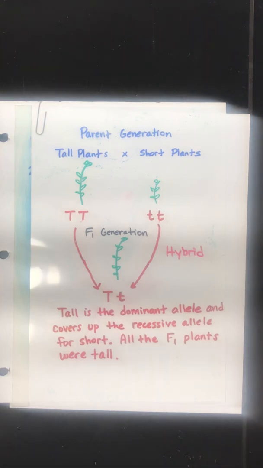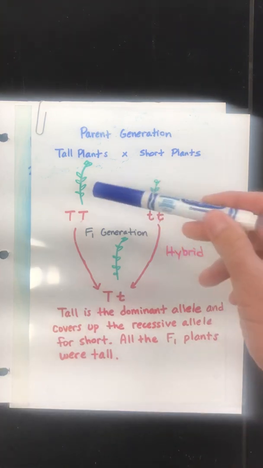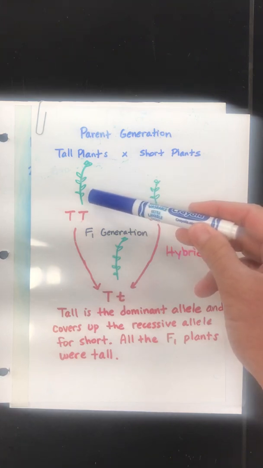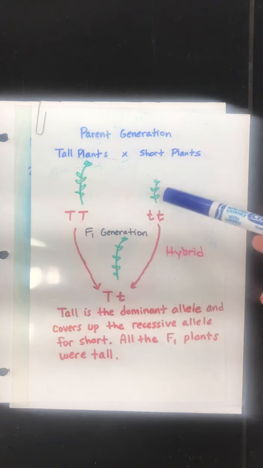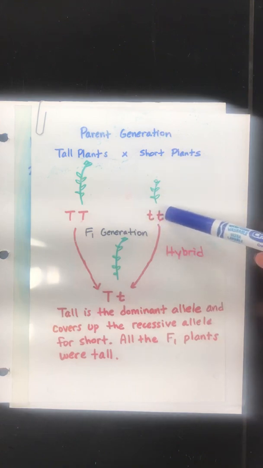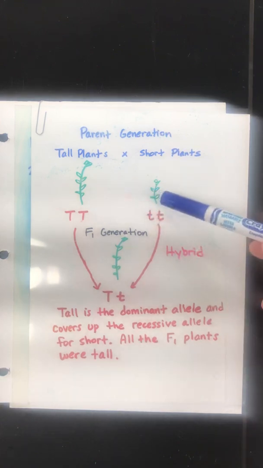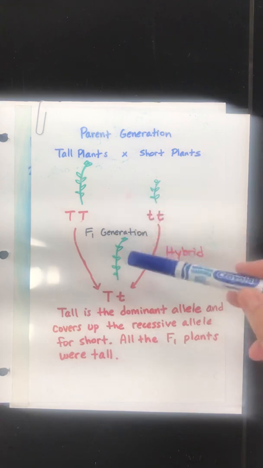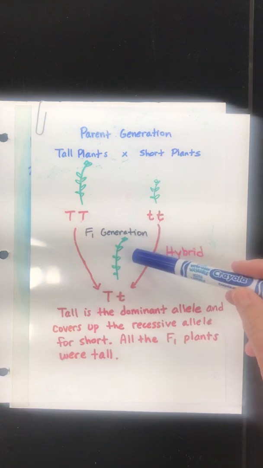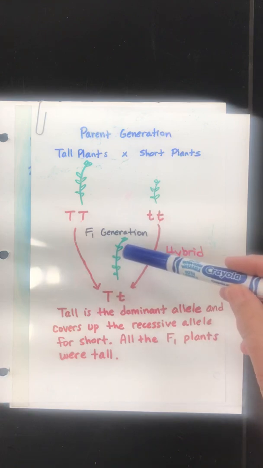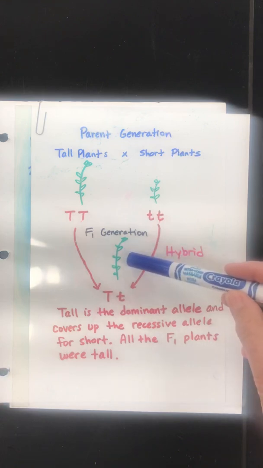Remember what Gregor Mendel did. He took purebred tall plants that only had the gene for being tall and purebred short plants that only had the gene for being short. And then he cross-pollinated them. And he produced offspring, called the F1 generation, where every single offspring was tall.